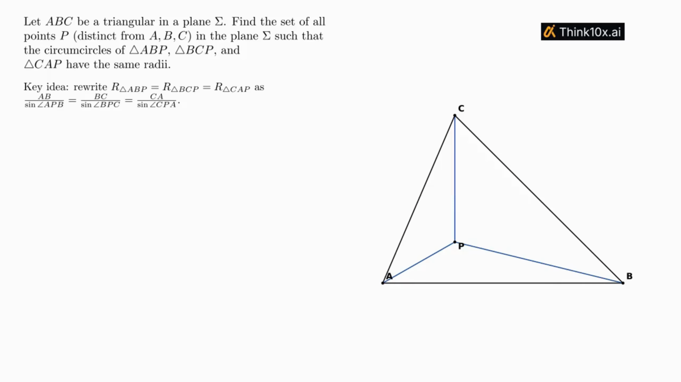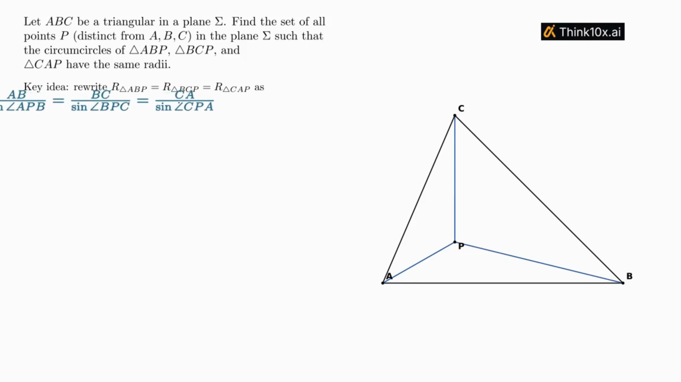The extended law of sines connects that radius to one side and the angle opposite it, so equal radii becomes a clean comparison of fixed sides of triangle ABC with angles formed at P. Keep in mind we'll compare those ratios to the sine law in triangle ABC to pin down what P must be. This is the locus condition we'll derive and then match to triangle ABC.